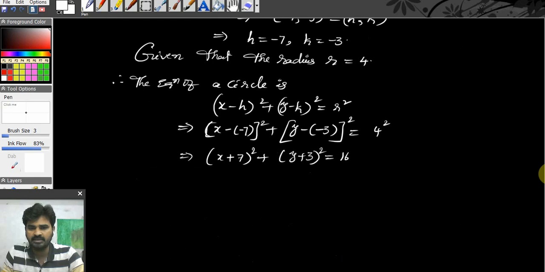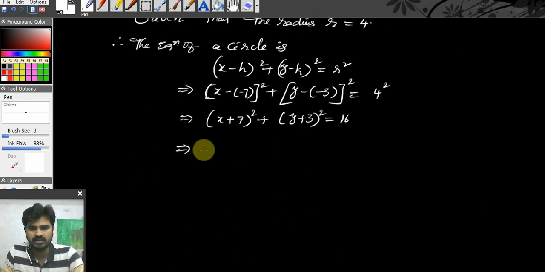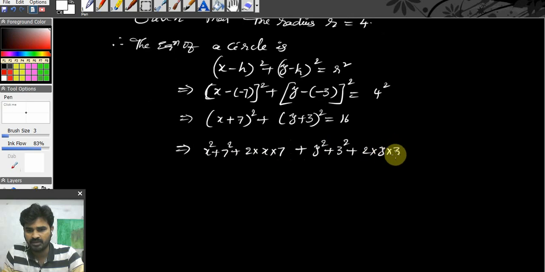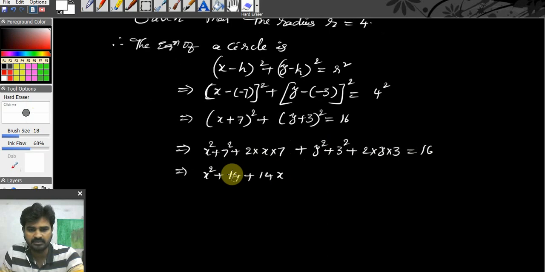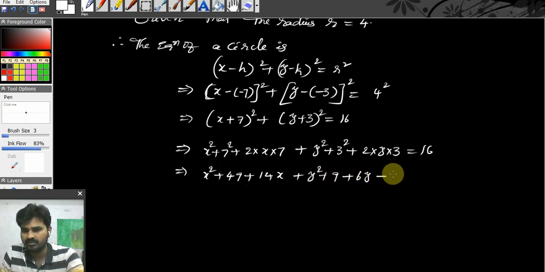Now you can expand the (a plus b) whole square and (a minus b) whole square here: a square plus b square plus 2ab, plus a square plus b square plus 2ab is equal to 16. Now simplifying the squares: 7 square means 49, plus 14x, plus y square, plus 3 square 9, plus 6y. Bring 16 from right to left, you get minus 16.